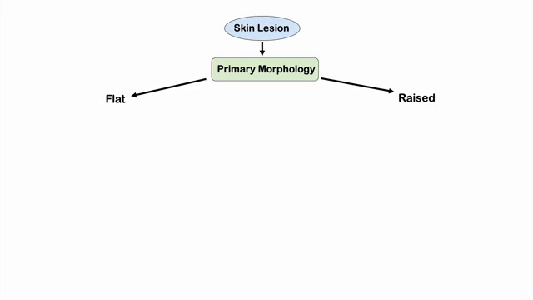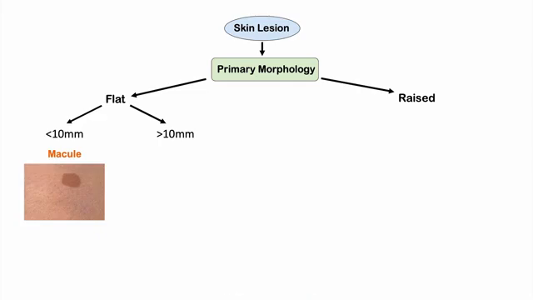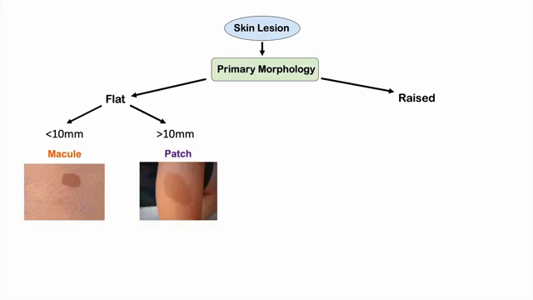So we break it down into skin lesions that are less than 10 millimeters and skin lesions that are greater than 10 millimeters. If the skin lesion is less than 10 millimeters and it is a flat skin lesion, we call that a macule. If it is a flat skin lesion that is greater than 10 millimeters, it is a patch. So that's really the difference between a macule and a patch. You might have heard of these terms before. A macule is flat and less than 10 millimeters, and the only difference is that a patch is flat but greater than 10 millimeters.